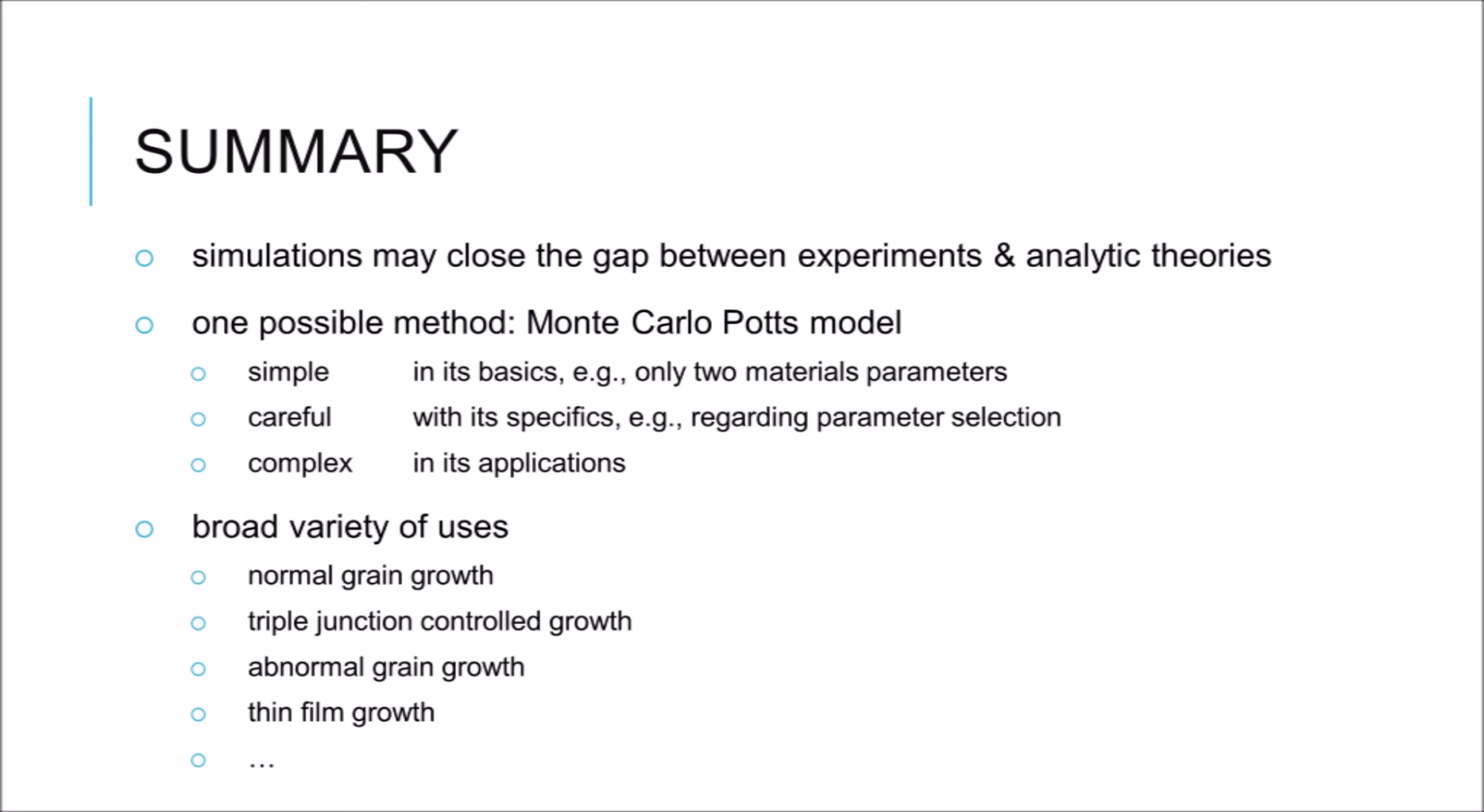For example, it takes only 2 material parameters into account. Of course, you have to be careful with the specifics, for example, regarding the parameter selection, but then it is very complex in its possible applications. So it has a broad variety of uses, from normal grain growth to triple junction controlled abnormal or even thin film grain growth.